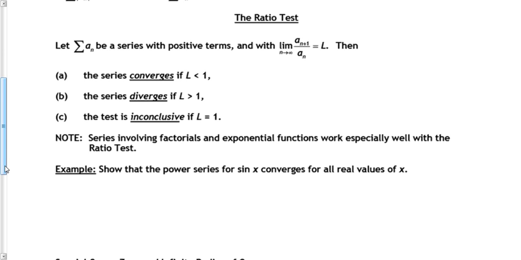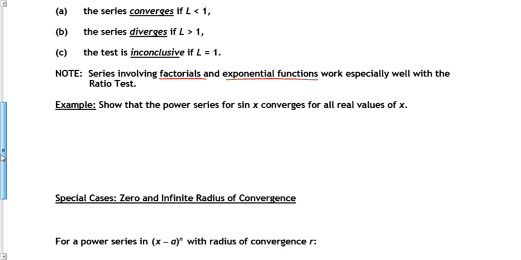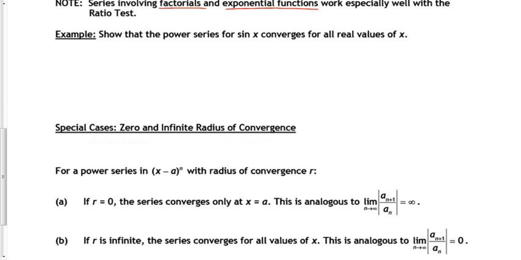And if that limit is ever equal to 1, this test doesn't work and we have to use a different test. We're going to talk about different tests on a different day. All we're doing is ratio tests right now. So note, factorials factor out. The tops and bottoms factor out. It's great. Exponential functions factor out as well. So those two things are awesome for the ratio test. And if you just like working algebra, ratio test is the way to go.